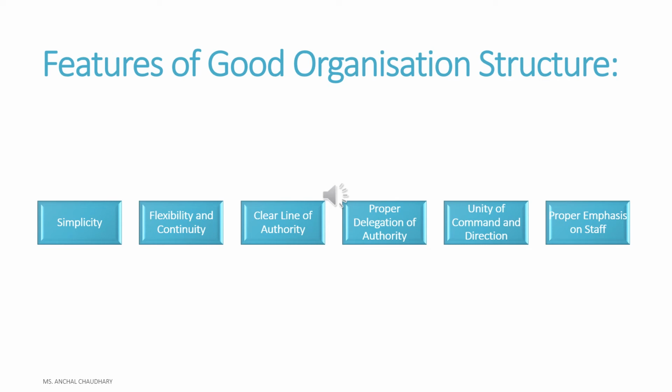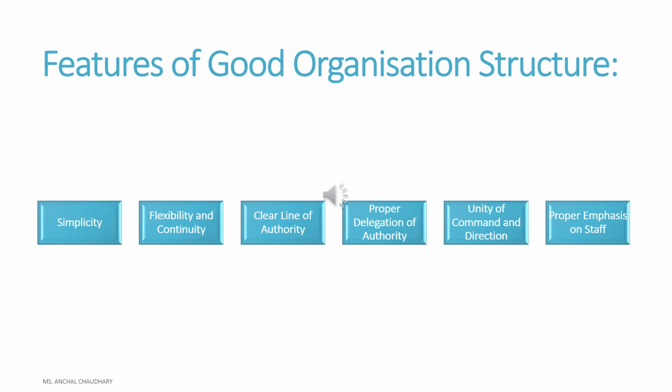Next is unity of command and direction. Unity of command and direction means there should be one boss only. As we have discussed earlier, there should be one boss only. Otherwise, it will create confusion. Like whom you have to report to, right? Whose instructions you have to follow, whose order you have to listen to. So there should be unity in that. There should be one boss only.